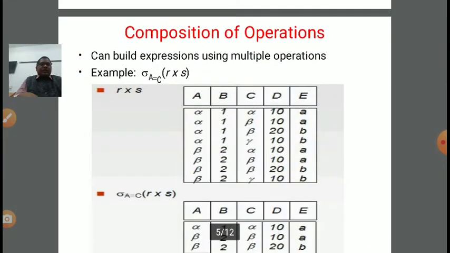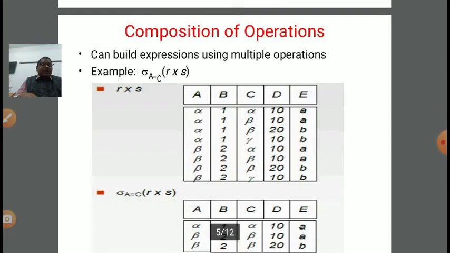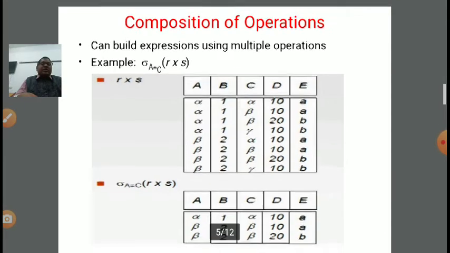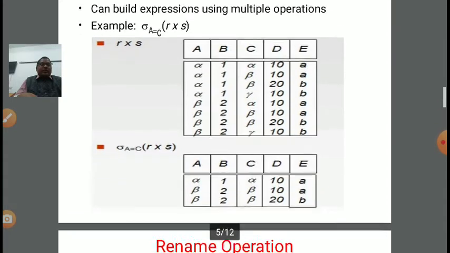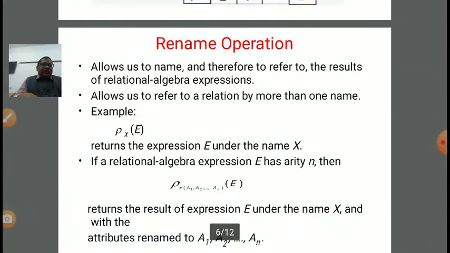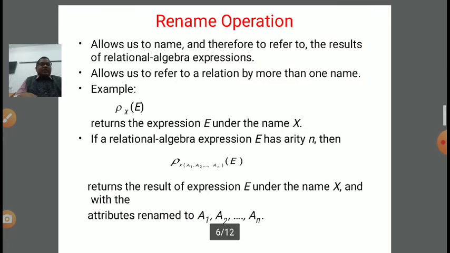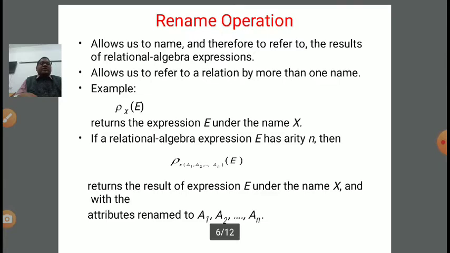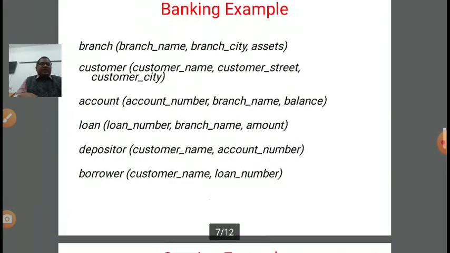Then we will do some examples, and the composition of operations, a very important concept. If you want to combine more than one operation in a single query, how do you do that? So we are going to do some more complex queries in today's lecture. Then, if you want to rename a particular relation, suppose my relation name is customer, and I want to simplify this relation name, then I can apply the rename operation. Some banking examples we will be taking.